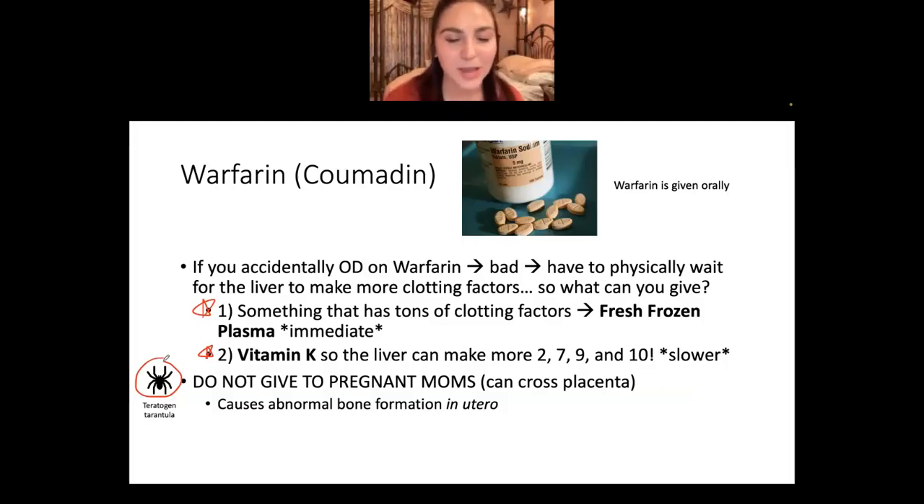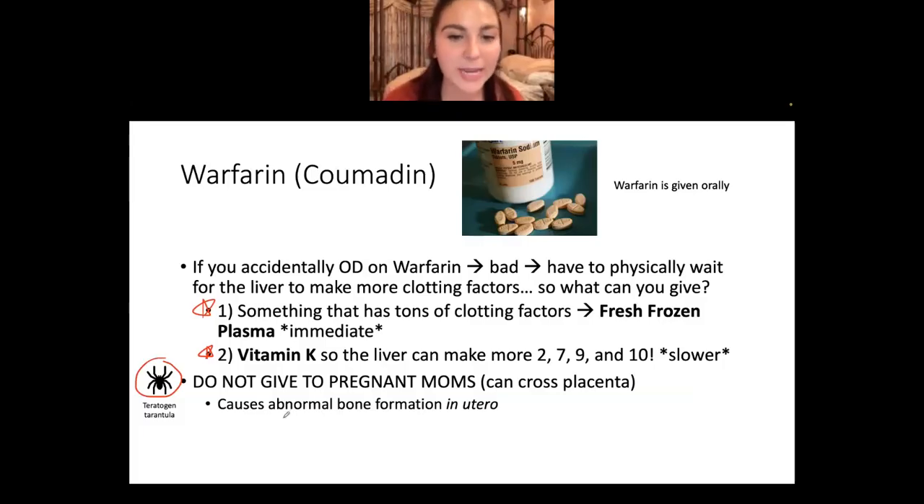You can give them to other people. You can't give them to pregnant moms. So teratogens cross, that means that warfarin can essentially cross the placenta and go attack the developing fetus. And then sometimes what they'll also ask on boards is, you give warfarin to a pregnant mom. Oops, accident. Baby's born. What happens to the baby? Like how did that affect the baby?